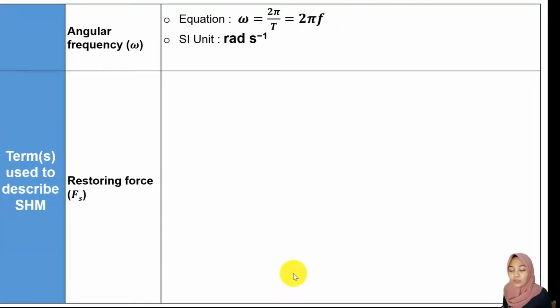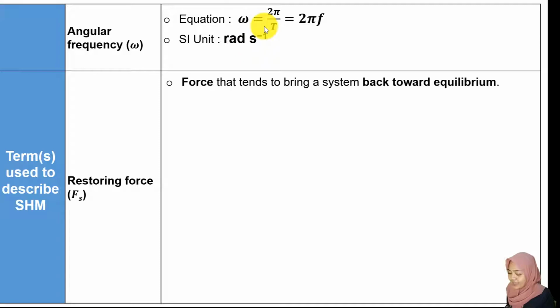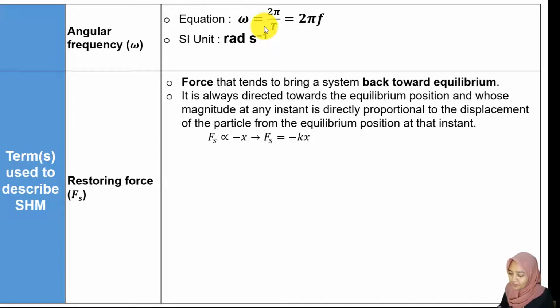Next, we have angular frequency or angular velocity. We have two equations here, omega equals pi over T, or equals 2 pi f, depending on what information we have. So the unit is in radian per second. And next is restoring force. So restoring force is a force that tends to bring a system back towards equilibrium. That's why we can see that the acceleration just now, which is the red arrow, is always trying to move to the center.